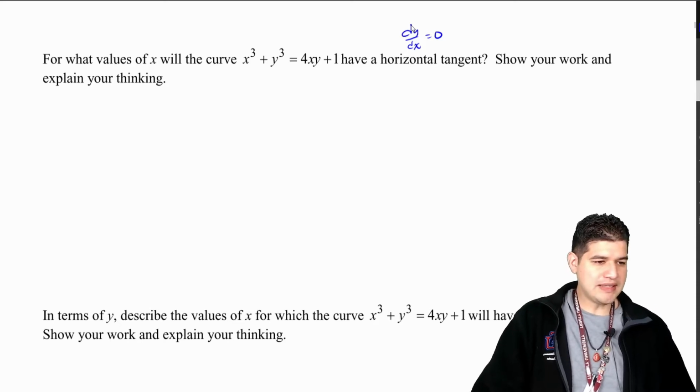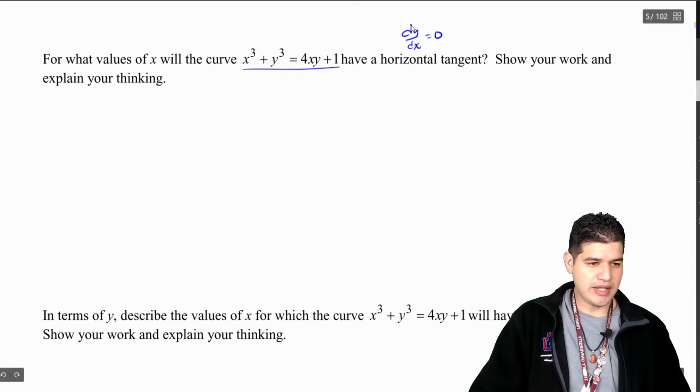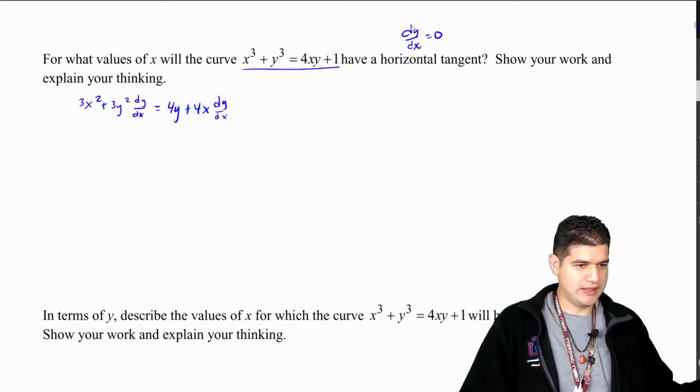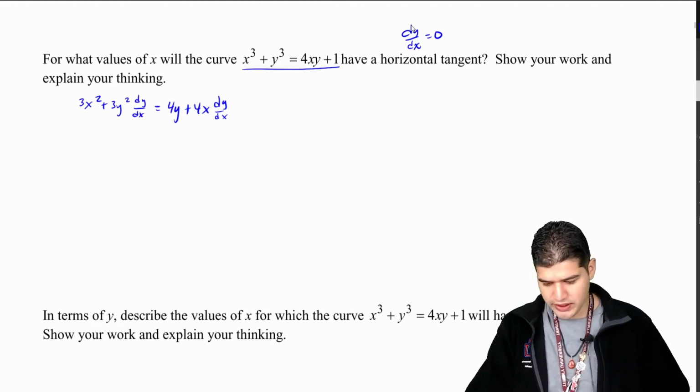I'm going to start by taking the derivative here. So I'm going to get 3x squared plus 3y squared dy/dx equals, and I'm going to use the product rule here: the derivative of the first, which is 4, times the second, plus the first times the derivative of the second, which is 1 dy/dx, and then the derivative of 1 is 0.